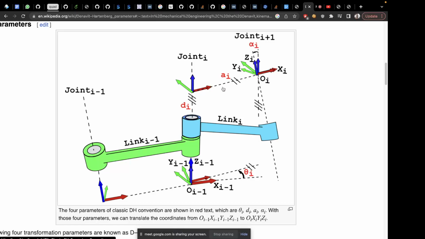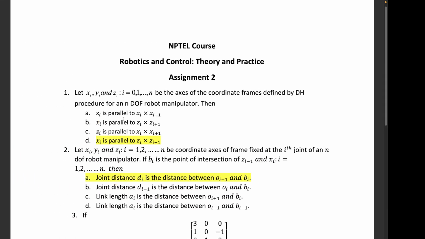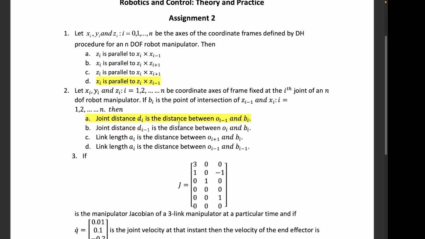So with this information only we can solve the first question, which asks which of these is true. Zi cross Zi minus 1 will give us a vector perpendicular to both these vectors, and as I mentioned, Xi is a common normal, which means Xi is perpendicular to both Zi and Zi minus 1. So Xi is parallel to a vector perpendicular to both Zi and Zi minus 1. So this statement is true for frames defined by the DH procedure.